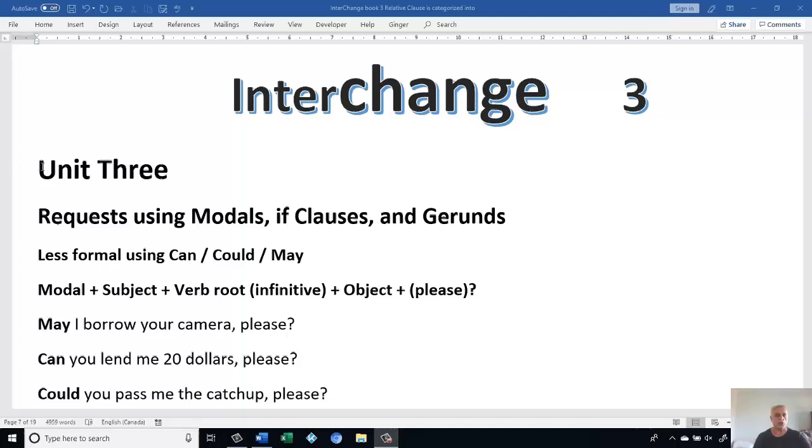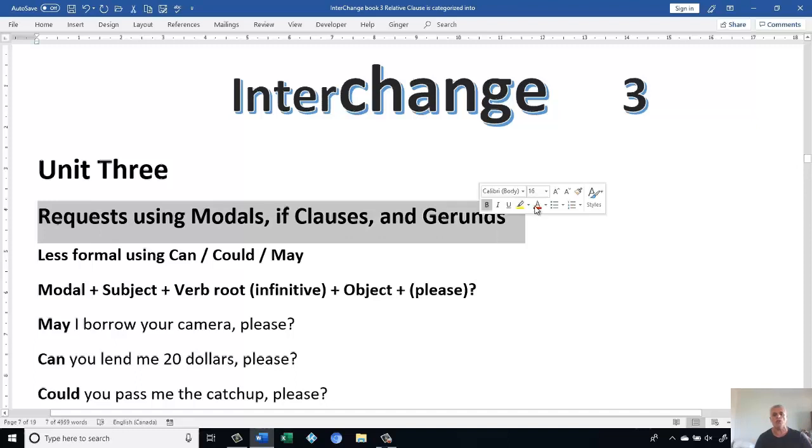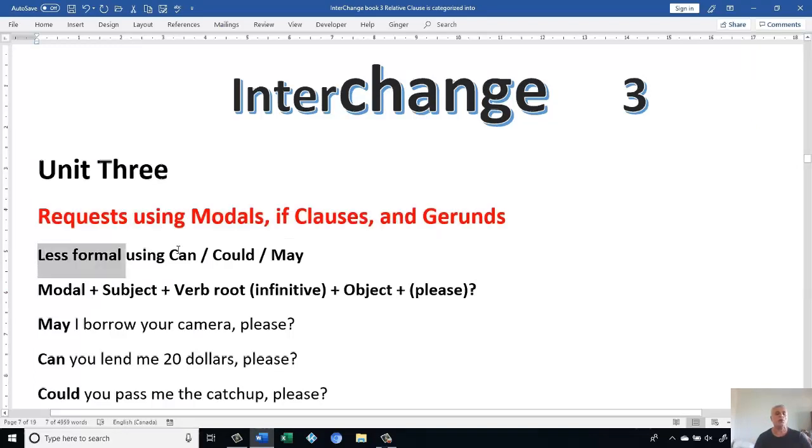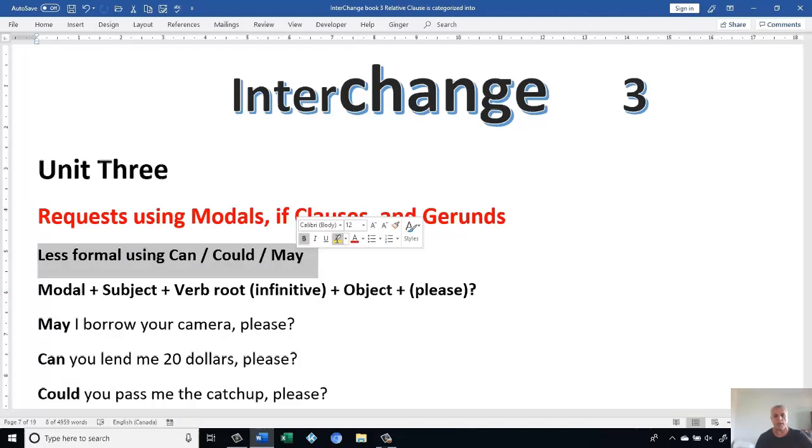Today we're gonna go to Unit 3. In Unit 3 we have requests, using modals, if clauses, and gerunds. As the new subject, we call them less formal, using can, or could, or may.